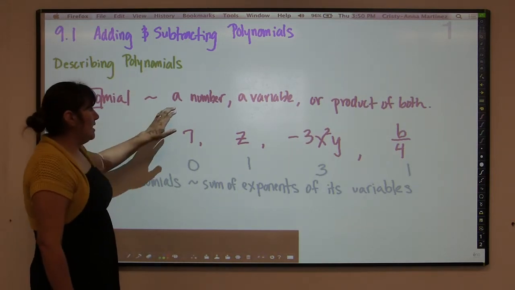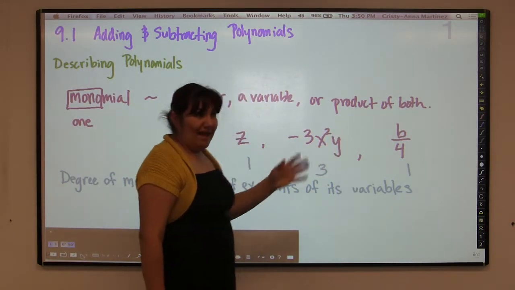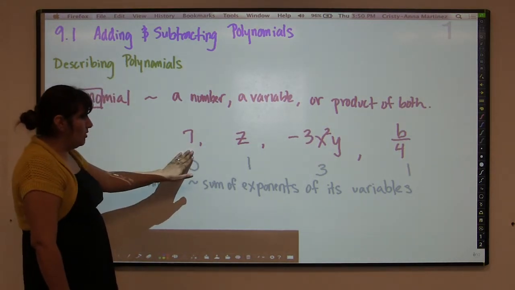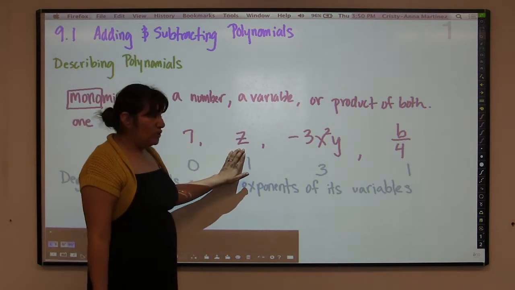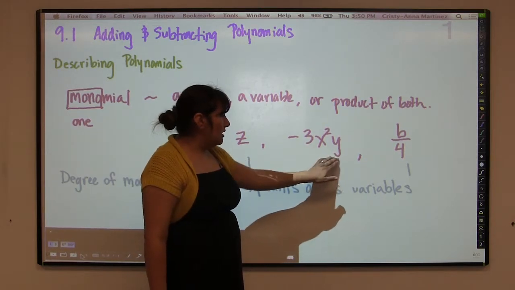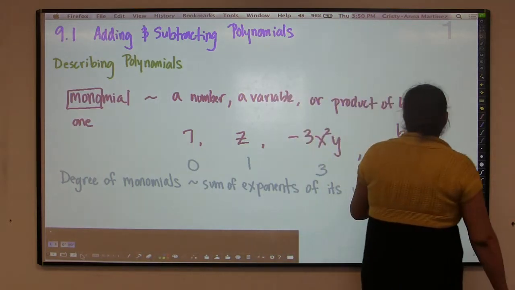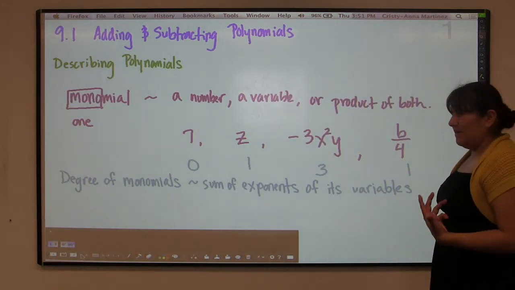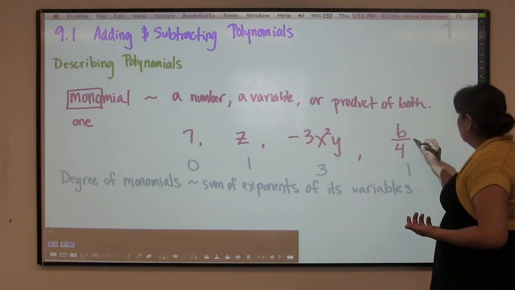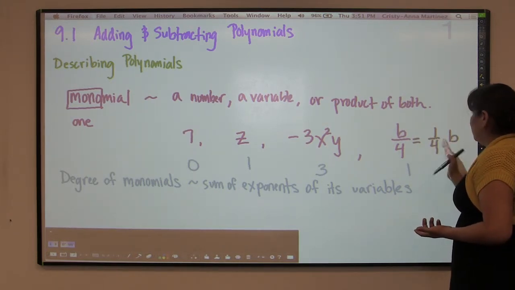A monomial can be a number, or it can be a variable, or it can be a product of a variable and a number, so a product of both. I've given you some examples here of monomials. The number 7 is a monomial, it's one term. The variable z, one term. This one has a product of a number and a couple of variables, and this is all considered one term, negative 3x squared y. And we even have b over 4, and you might be thinking to yourself, but that's not a product, it looks like division. But we can write this as the fraction 1/4 times b. So that's how we get that product there.